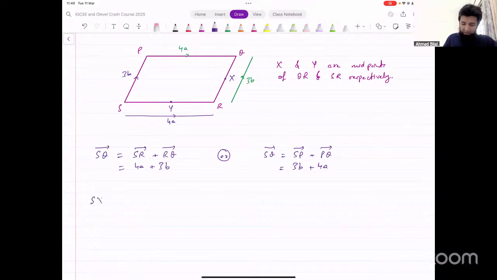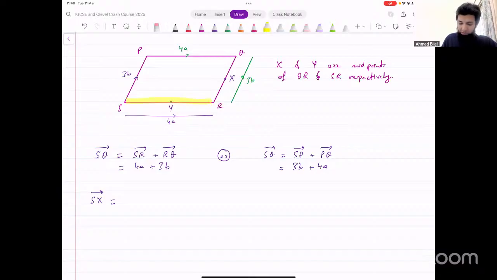SX. So we want to start from S and then end at the point X. SX, that is what we're looking for. How can you find this now? Again, find a path on the diagram that takes you from S to X. The starting point should be S and the end point should be X.